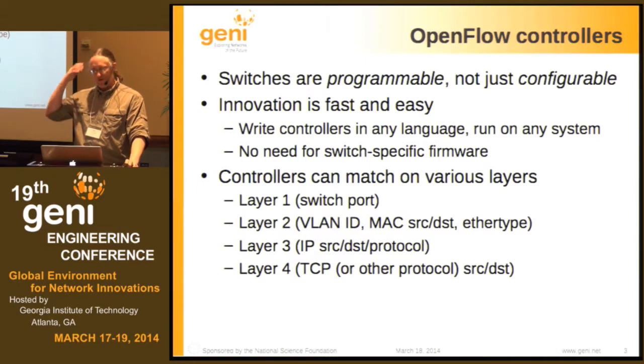So the controllers can match traffic and put in flow rules that match traffic at various layers, from layer 1, saying if it comes in on this physical port, do something with it, to layer 4, if it's a TCP connection to this particular port, do something with it, and pretty much anything in between. So there's a lot of flexibility there in terms of matching traffic and deciding what to do based on the characteristics of that traffic.